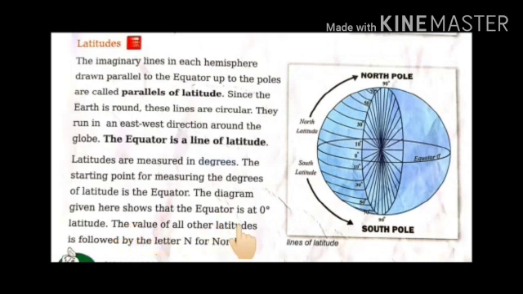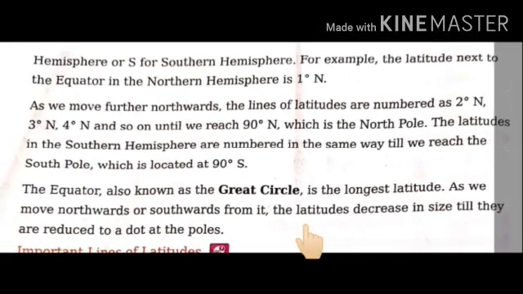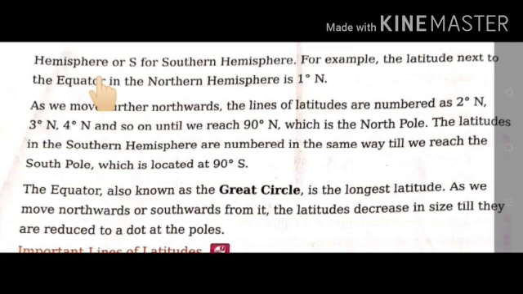The value of all other latitudes is followed by the letter N for northern hemisphere or S for southern hemisphere. So children, as you know, above the equator is the northern hemisphere, so the values of those latitudes are marked with letter N, and below the equator it is the southern hemisphere, so the values of those latitudes are marked with letter S.